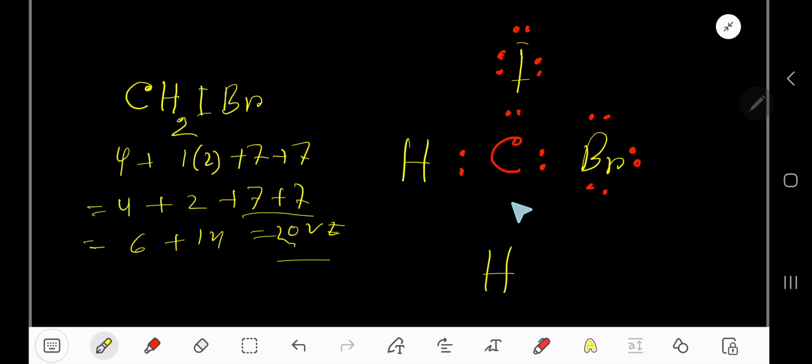You can replace this bond pair by a line. So this is the structural formula, or another way of writing the Lewis structure.